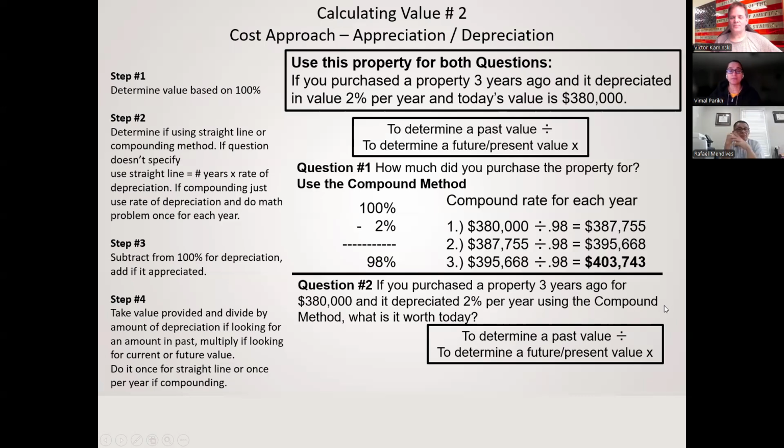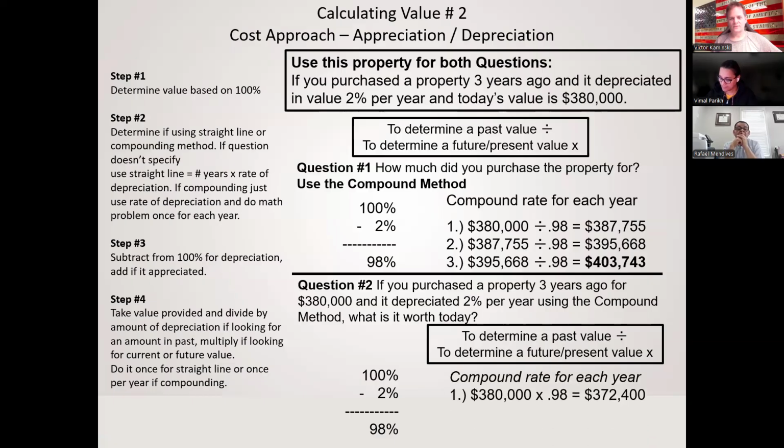So the first step is 100% minus 2. That gives us 98. And then we do 380,000 times 98. And then we do that once for each year. Once, twice, thrice. You got it.